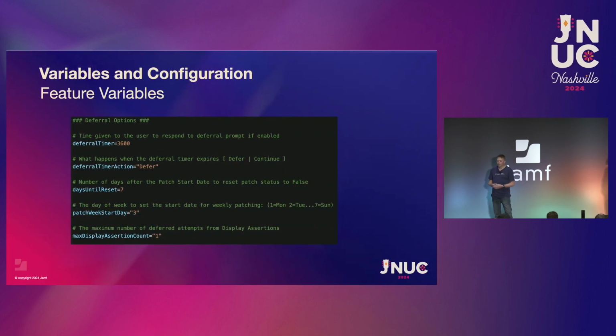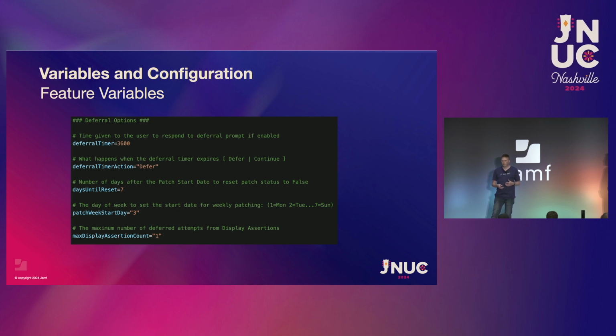So within the script, there are several feature variables that can be hard-coded, the majority of which are for the deferral options. The first is going to be the deferral timer. This is going to set the amount of time in seconds given to the user to respond to the deferral prompt. So if you only want to give them a few minutes or if you want to give them an hour, you can set that up there. The deferral timer action is going to determine what happens at the end of the deferral timer. So if there are deferrals remaining, you can either set it to automatically defer or continue the installation phase, depending on what you want to happen for the user.